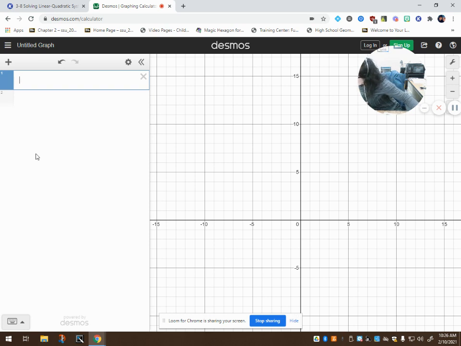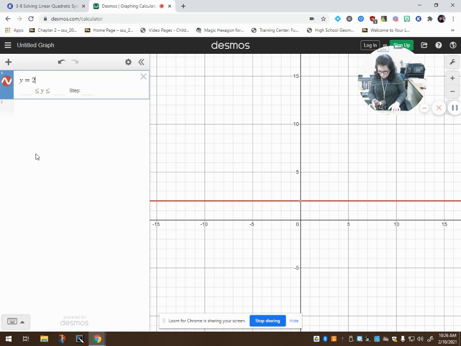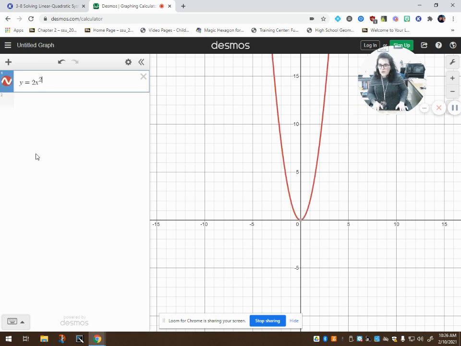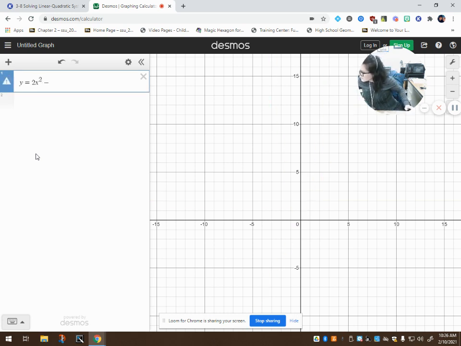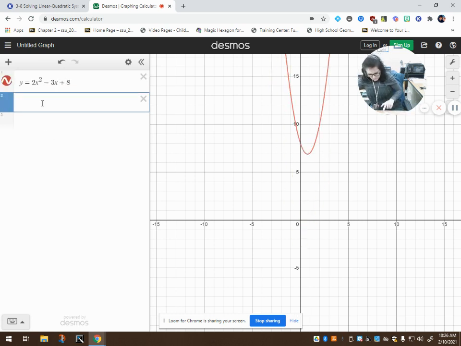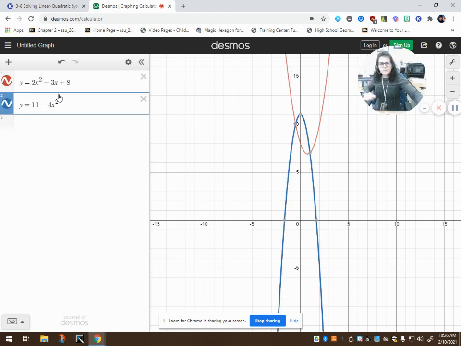So y equals 2x squared minus 3x plus 8. And then the other one was y equals 11 minus 4x squared. Okay, so where do my two graphs intersect? Well, it looks like they intersect here at negative 1/2, 10 and 1, 7.